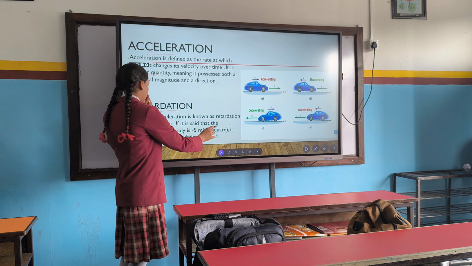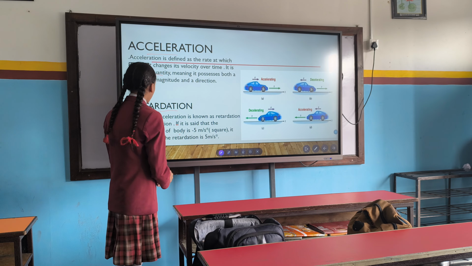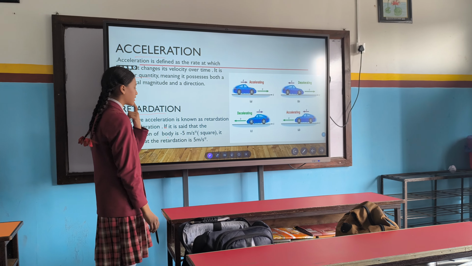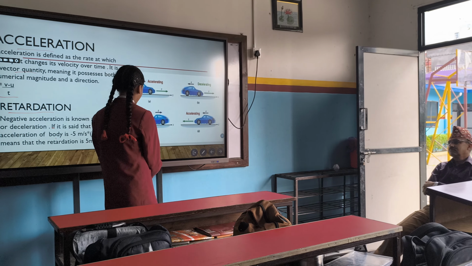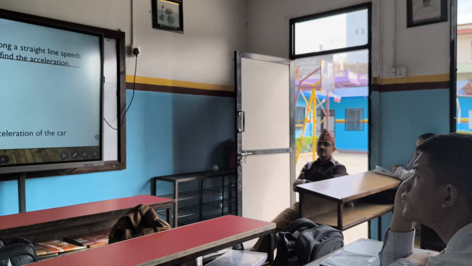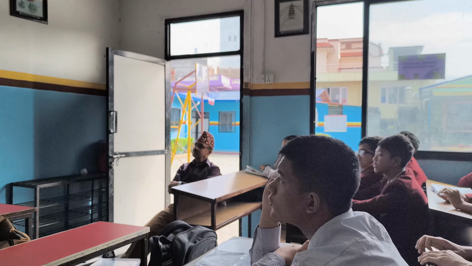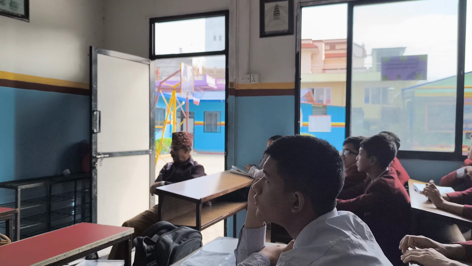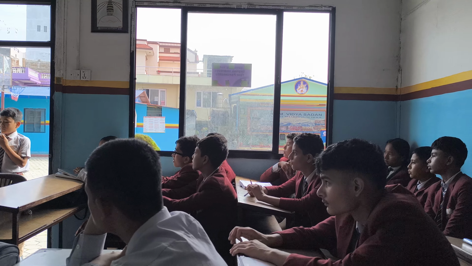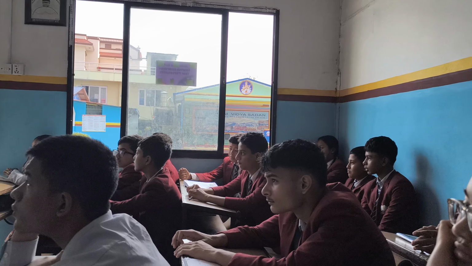And retardation. Negative acceleration is also known as retardation or deceleration. If it is said that the acceleration of a body is minus 5 m/s², it means that the retardation is 5 m/s². And here is the numerical of acceleration. If a car traveling at a velocity of 4 m/s along a straight line speeds up uniformly to the velocity of 6 m/s in 2 seconds, find the acceleration.